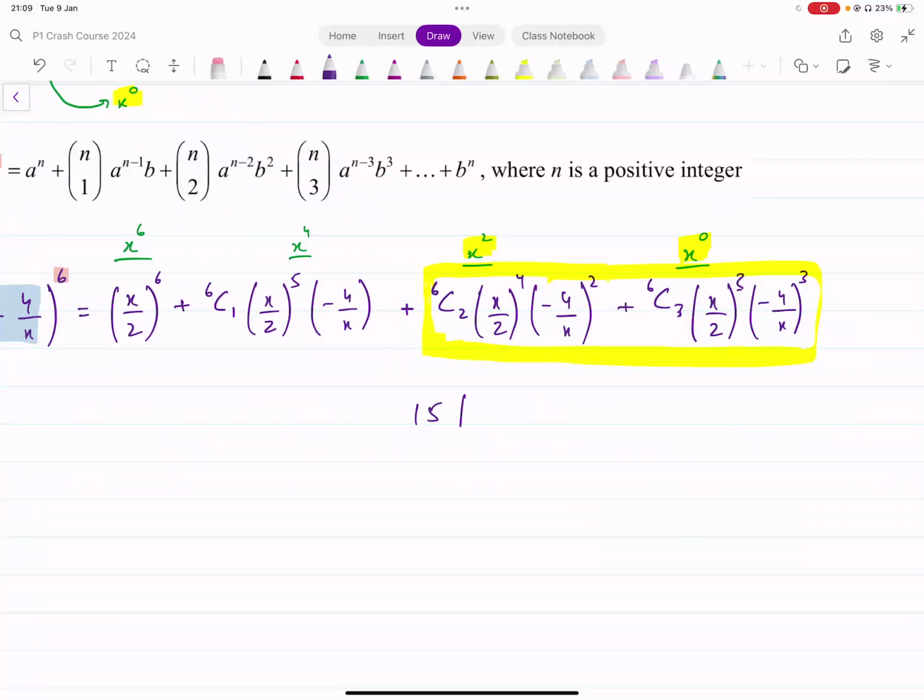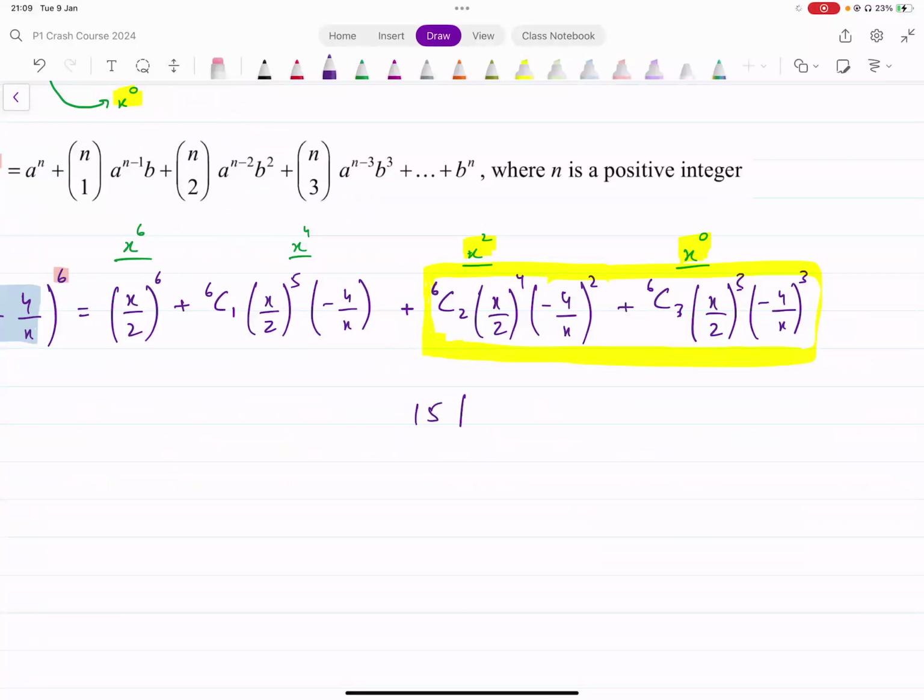So we have 1 plus x squared into this. We say this can be written as 1 plus x squared multiplied by, we ignore everything else. We're ignoring the rest of the terms. We're just focusing on these two terms: 15x squared minus 160. We don't care what else was there, right? And now we just multiply them.